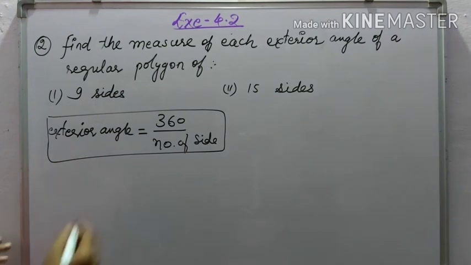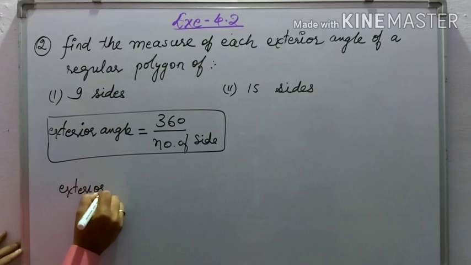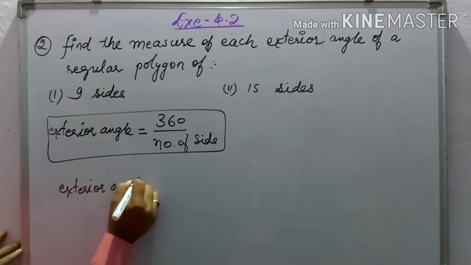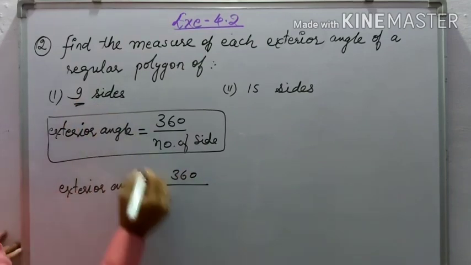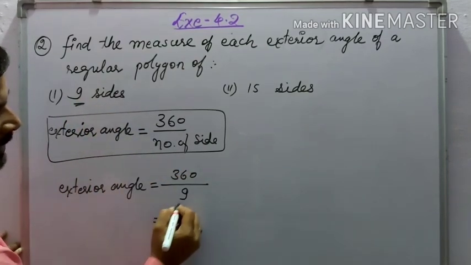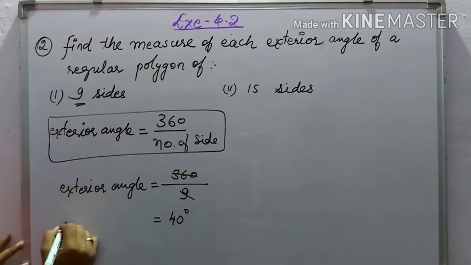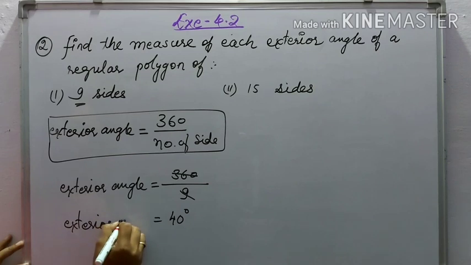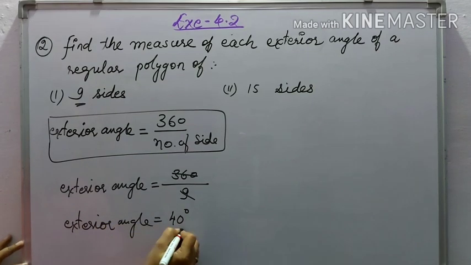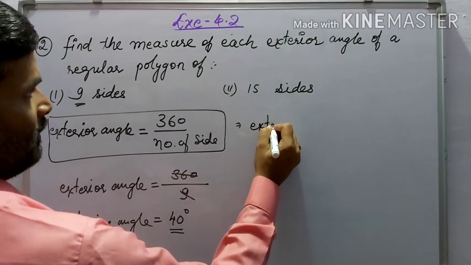Write exterior angle is 360 upon the number of sides, which is 9. You divide: 360 divided by 9 is 40. So the value of the exterior angle is 40 degrees.